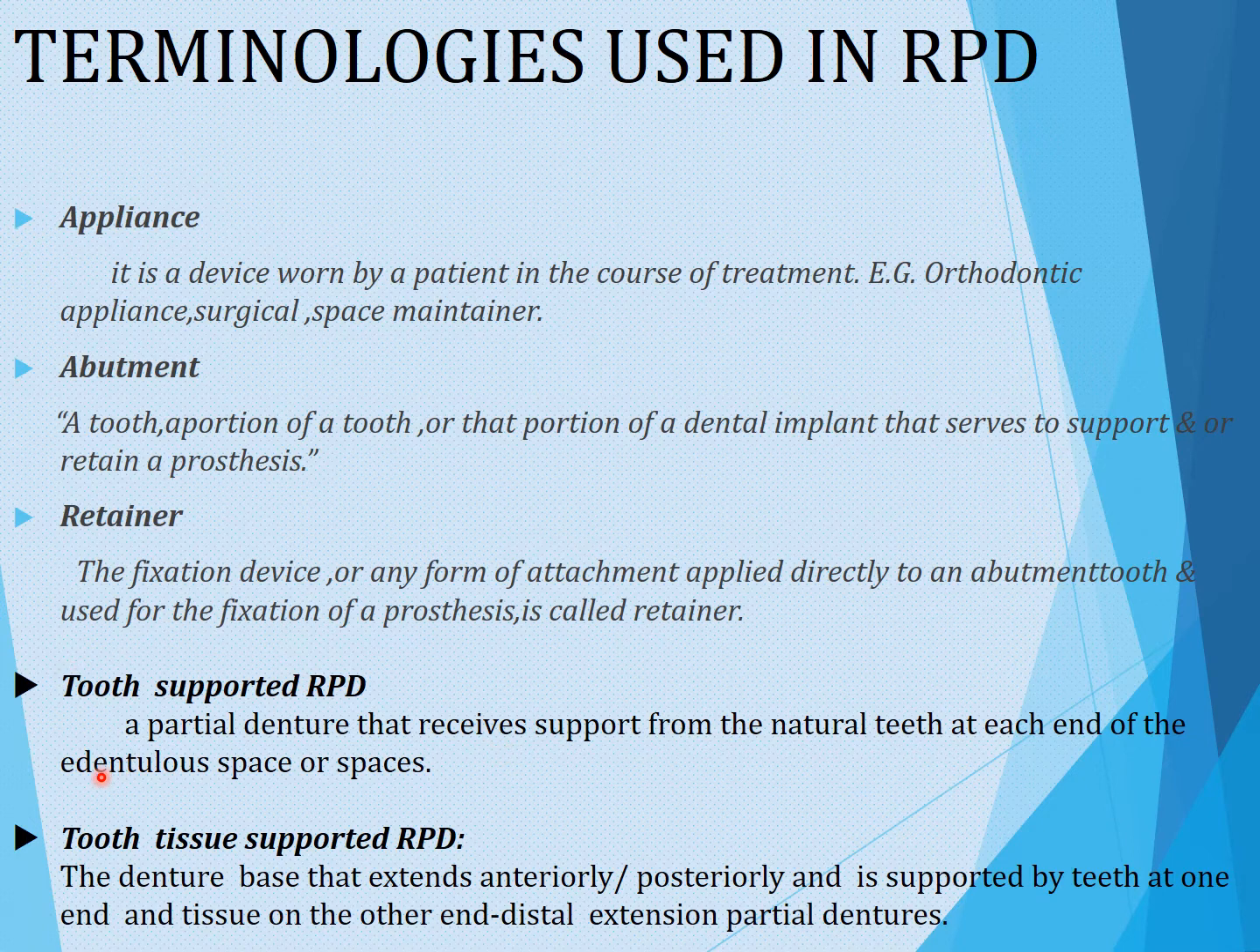Tooth supported RPD. Tooth tissue supported RPD also exists. Tooth supported RPD is a partial denture that receives support from the natural teeth at each end of the edentulous spaces. Tooth tissue RPDs have denture bases that extend anteriorly or posteriorly, supported by teeth at one end and tissue on the other end, like the distal extension.